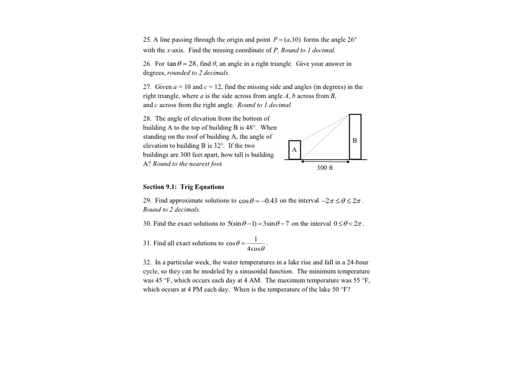On the first one, it says that a line passes through the origin and the point A, 10. And it says it forms an angle of 26 degrees with the x-axis. And so I want to find the missing coordinate of point P. One thing I'll notice here is that if I drop a perpendicular, it makes a right triangle.